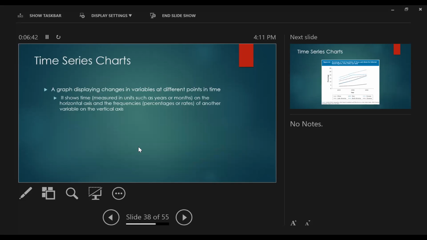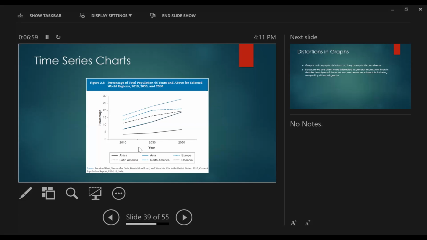A time series chart has to do with when, obviously, time is of the essence. So it looks at the change in variables during different points in time. So it may be years or months, or it may also be percentages or rates on the other axis. Again, it all depends on what you're measuring. So as an example, here's the percentage of the total population, again, of 65 years and older. And then you see the different continents and then number of years, okay?